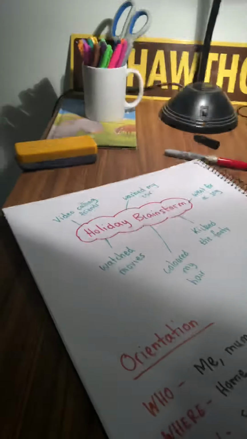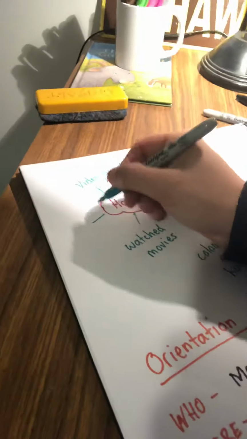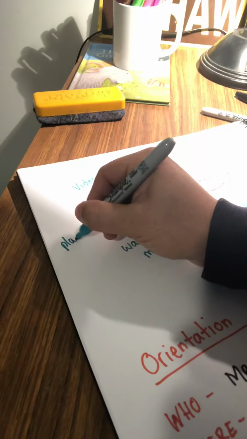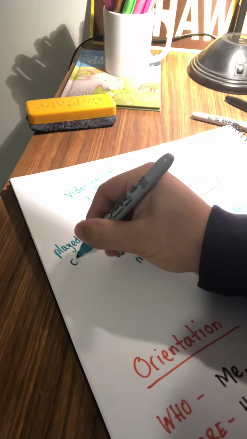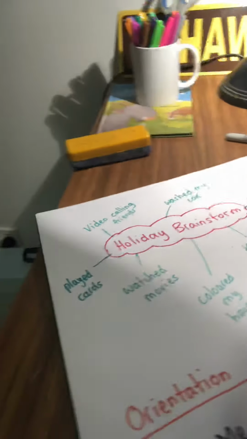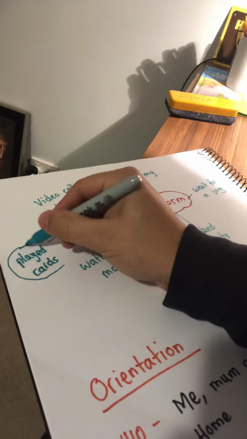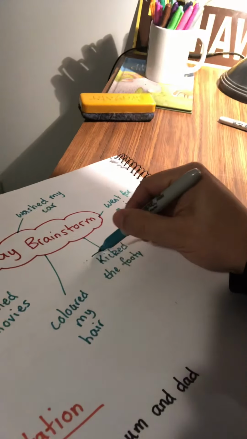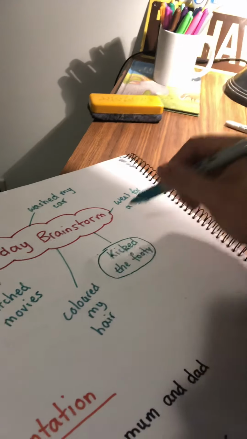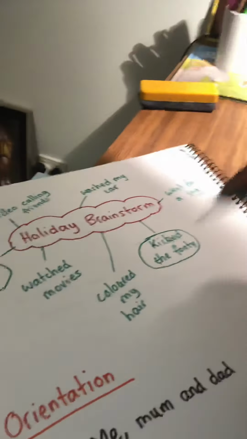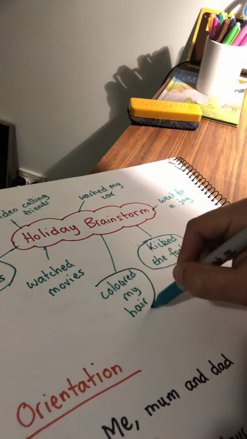There's actually one that I forgot to mention on here. I played cards with Mum. Played cards, so I'm gonna actually circle four now. Wonder which one should I do? What do you think? I'm gonna circle this one. Played cards. That was one that I really enjoyed. Kick the footy. I also coloured my hair. I'll tell you a bit about that in my recount.